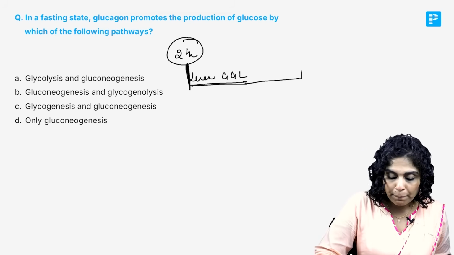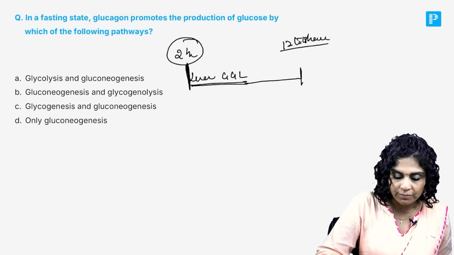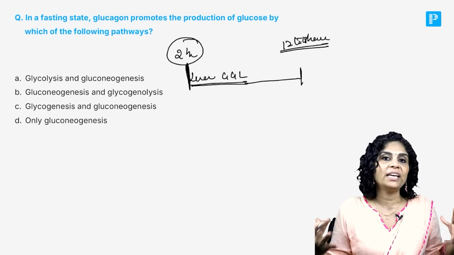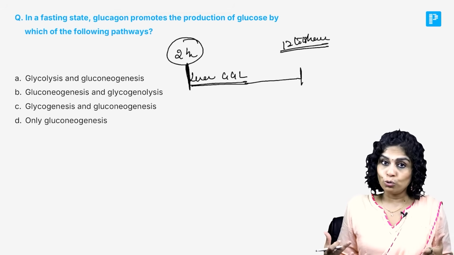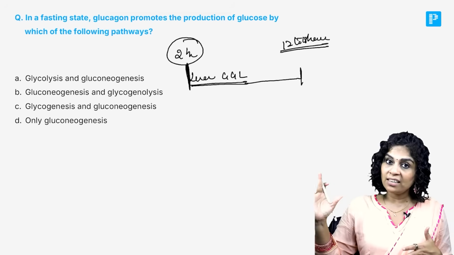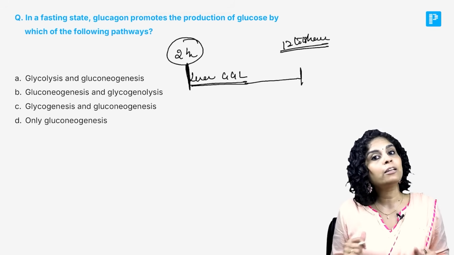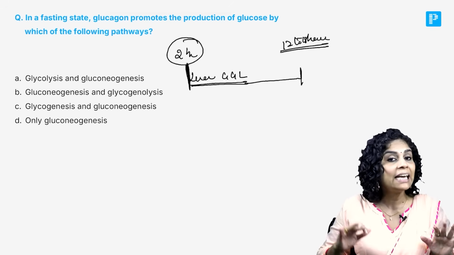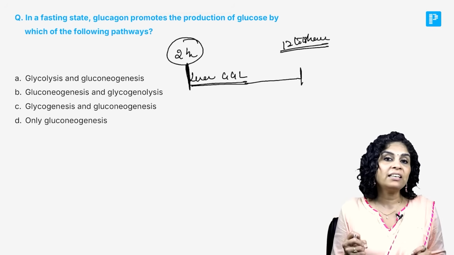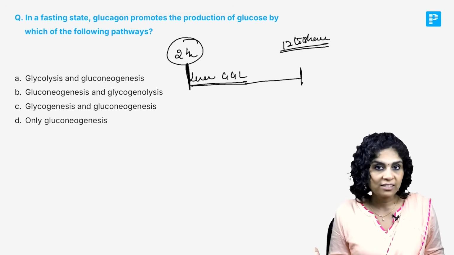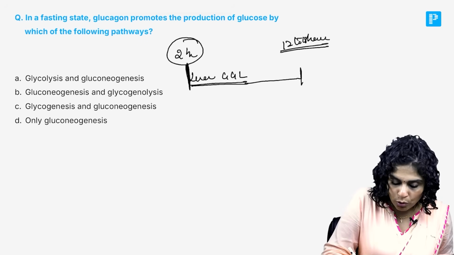And it can maintain blood glucose till 12 to 18 hours of starvation. This range of 12 to 18 hours is because if the person has got adequate glycogen storage, then blood glucose can be maintained till 18 hours. If there is not enough glycogen, then it can maintain blood glucose till 12 hours. In either case, for the first 12 to 18 hours, blood glucose is maintained by liver glycogenolysis. And then it is gluconeogenesis.